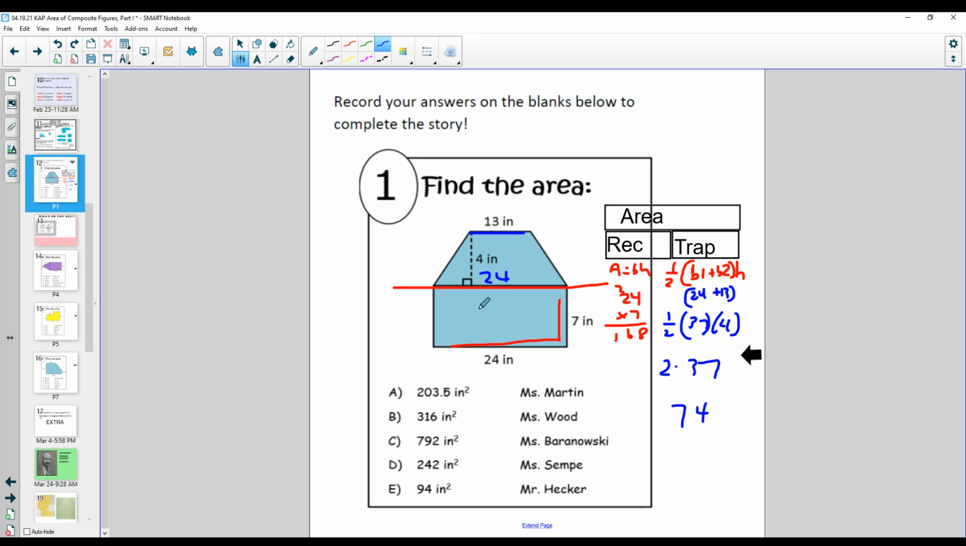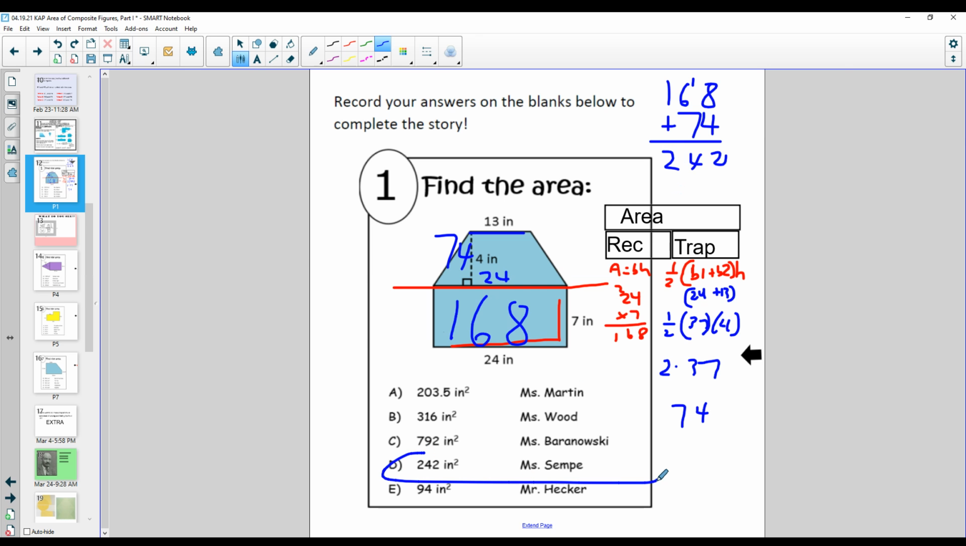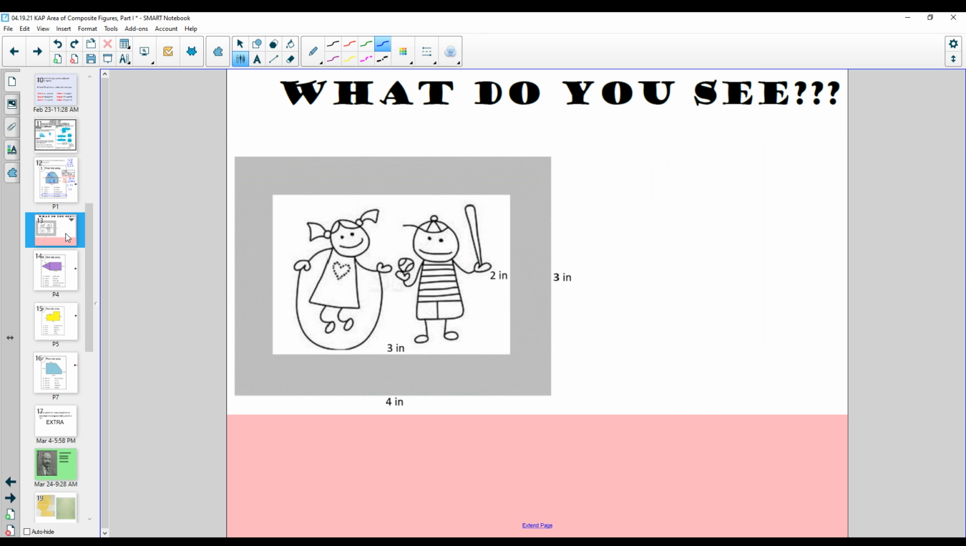So if the rectangle area is 168 and the area of the trapezoid is 74, together, combine it: 168 plus 74 is 12, carry the 1. 13 plus 1 is 14, carry the 1. 242 is right here. Next one.